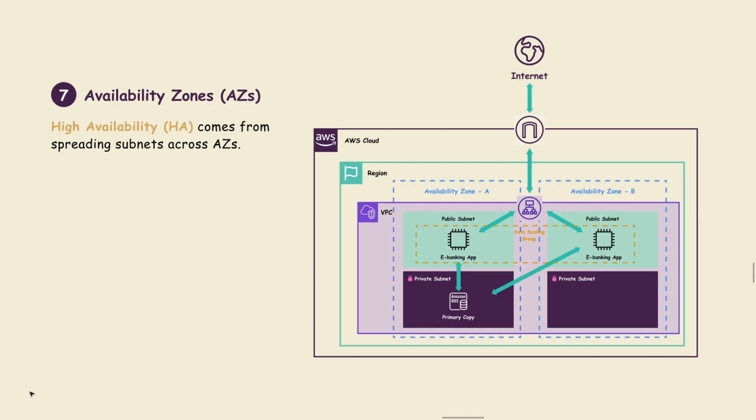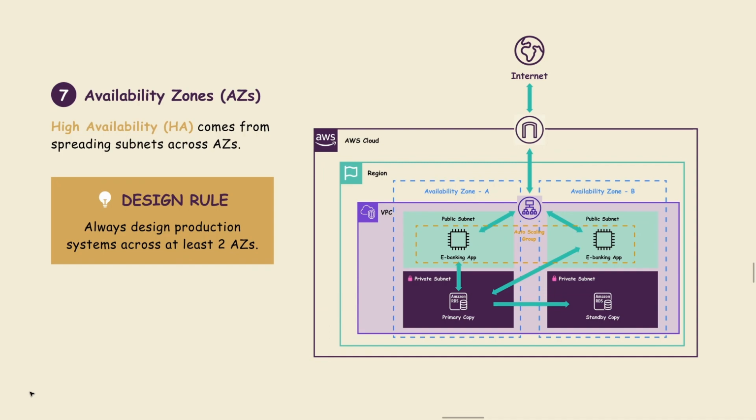Below the application layer, the database tier runs in private subnets. Here we see a primary database in one availability zone, and a standby copy in another availability zone. Data replication happens automatically between them. If the primary database or its AZ fails, AWS promotes the standby instance with minimal disruption. The result is continuous service availability despite infrastructure failure.